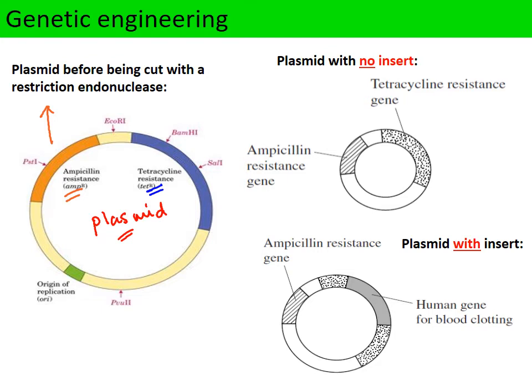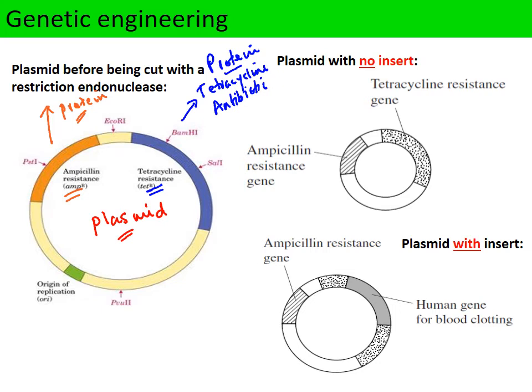So this bacterium with this plasmid will make a protein that gives resistance to ampicillin. It will also make another protein that gives resistance to tetracycline antibiotic in the culture media.